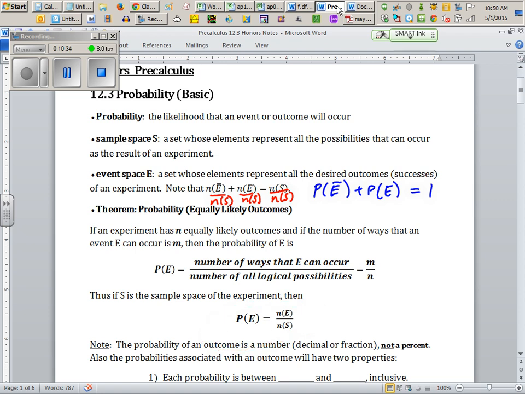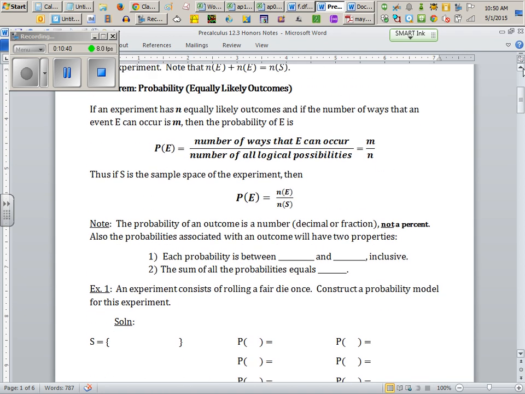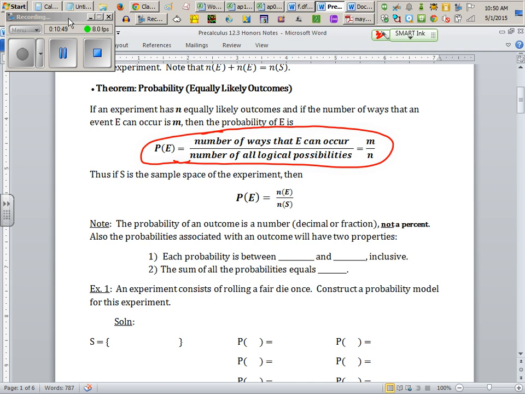All right, so just a couple other little facts. Like down here, this formula here is really meant to only be used with equally likely outcomes. Okay? And you also know that each probability is always between 0 and 1 inclusive.